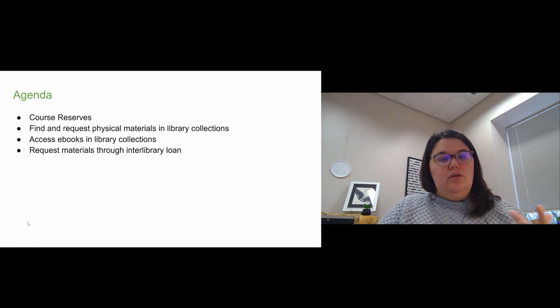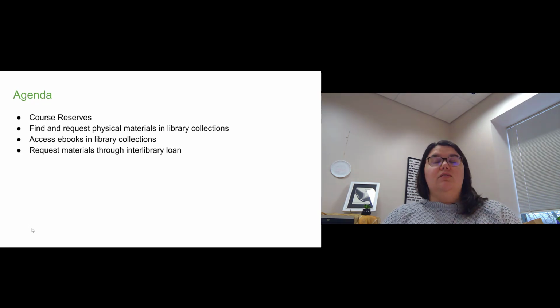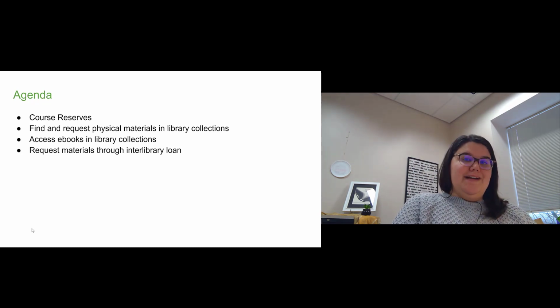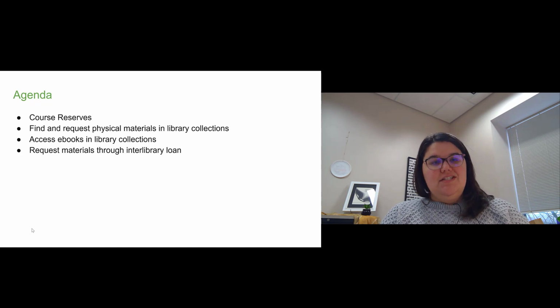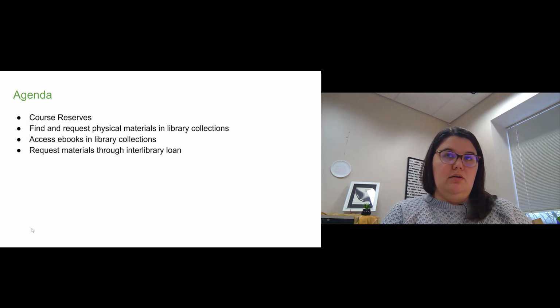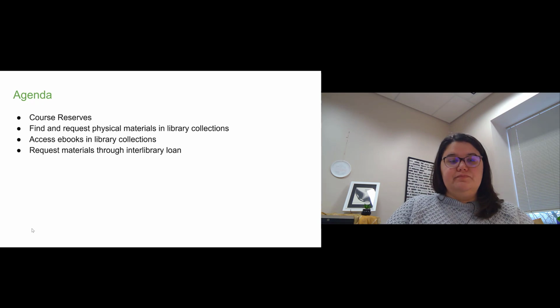So we're going to look first at requesting or seeing if your items are available in our course reserve system, either physically or as an ebook. Then we'll move on to finding and requesting physical items in the library collections. Then on to accessing ebooks through the library collections. And then finally, after we've exhausted all those different options, we're going to actually look at how you can request items through our interlibrary loan services.